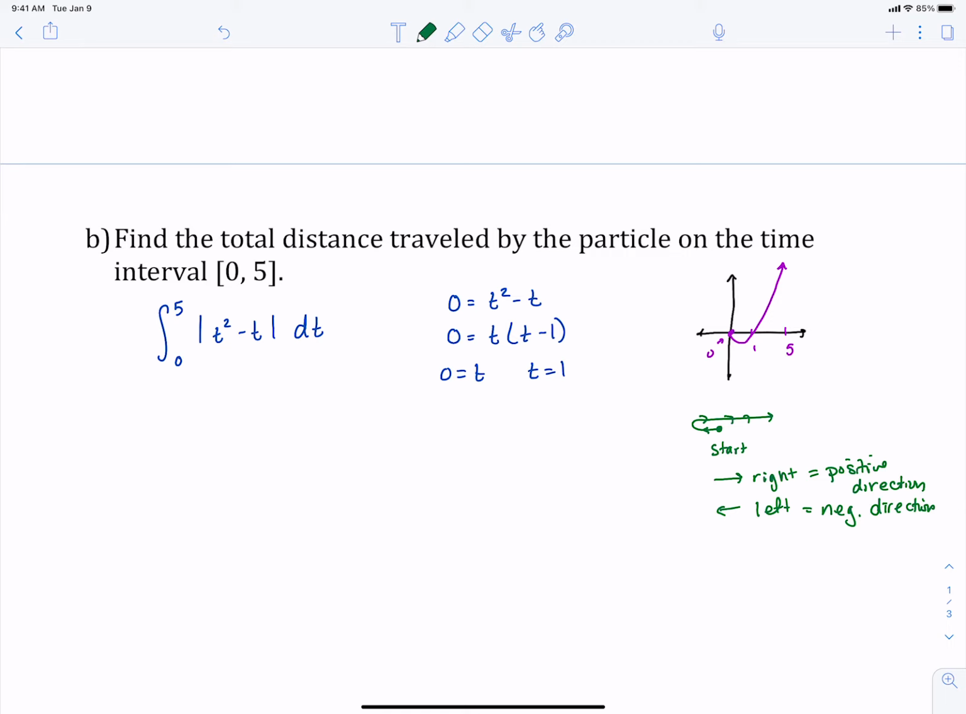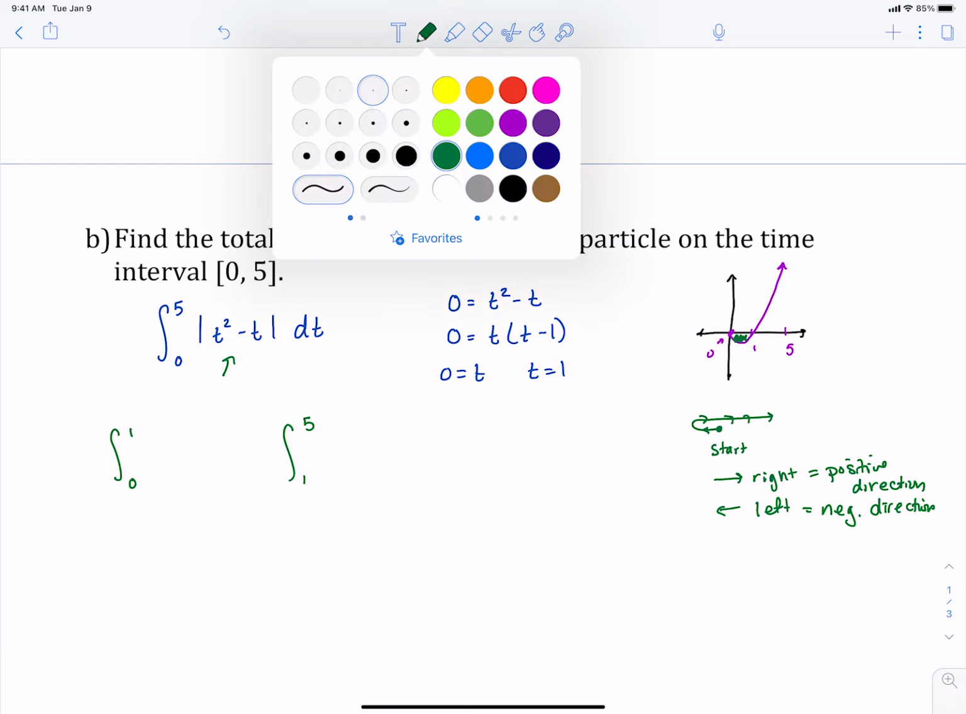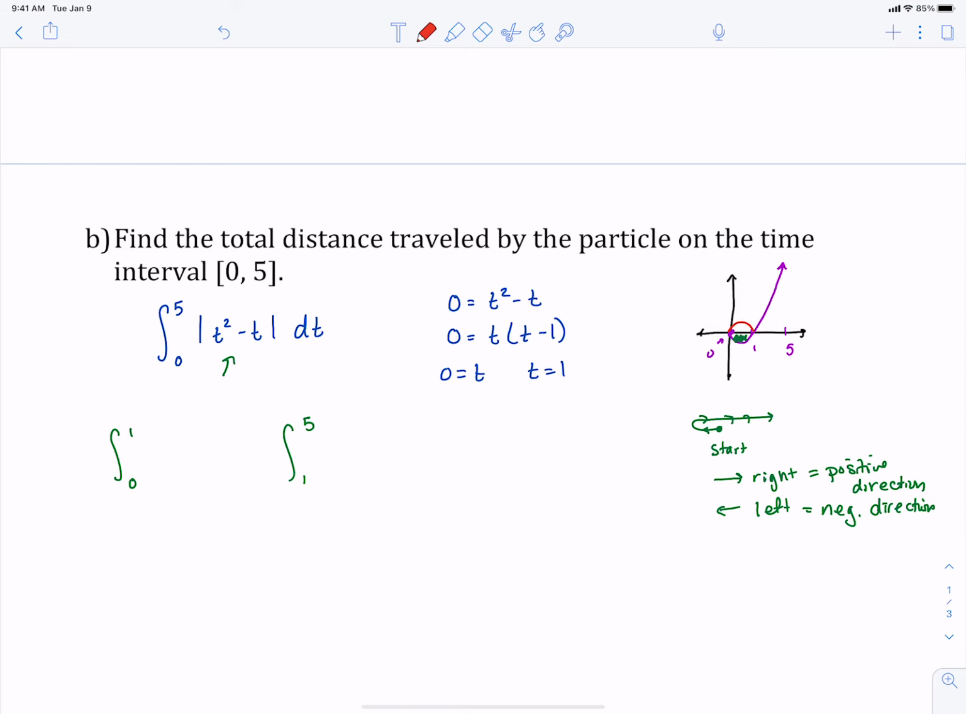So what we need to do is actually split up this integral and look at it from 0 to 1 and then from 1 to 5. So we want this negative area here from 0 to 1, but we want it to be positive. We want to change it. So that's where that absolute value comes in. We want to actually take that part of our graph and flip it up here to the positive x-axis. So we just literally want to flip it over so that when we take the integral, we get positive area versus negative area.